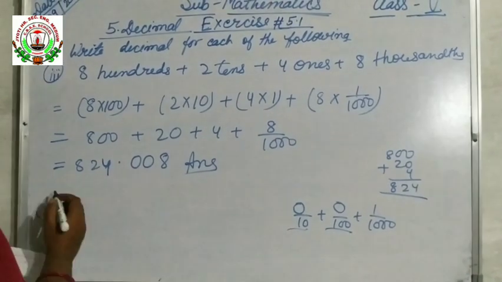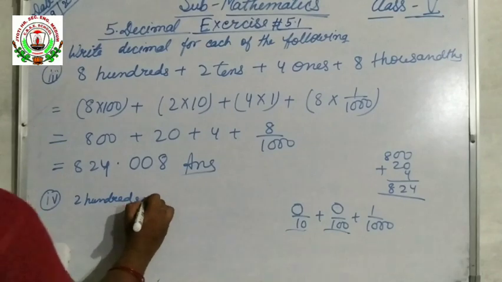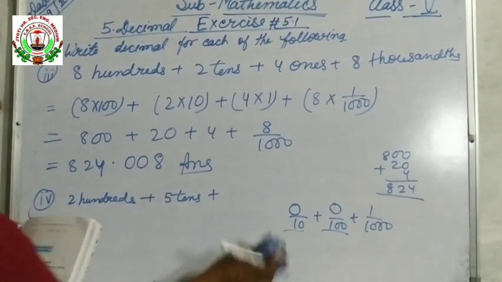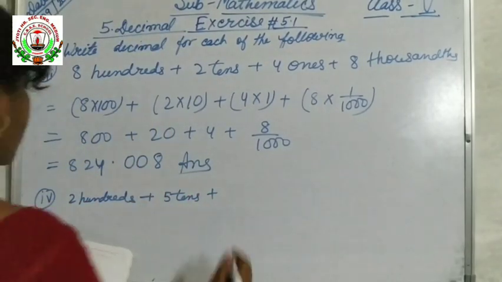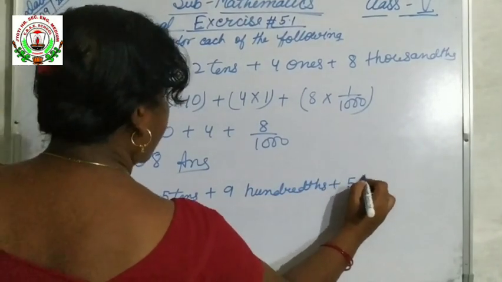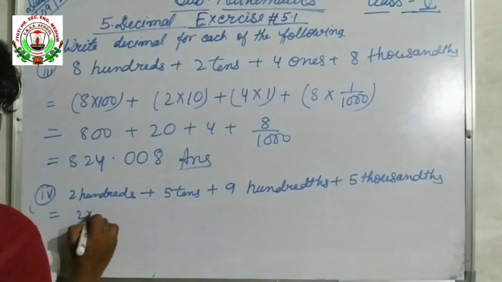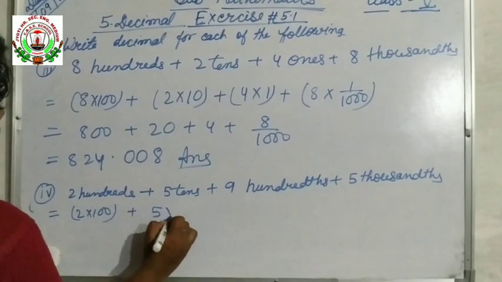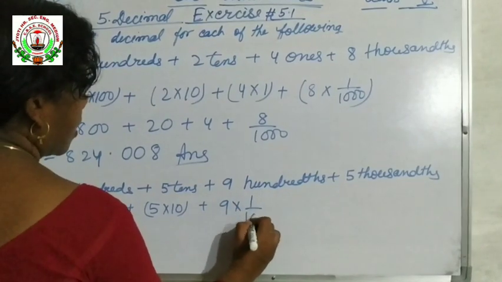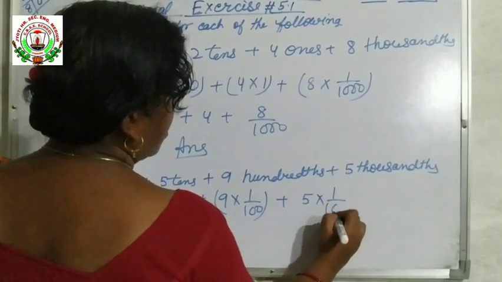Similarly, question number 4, that is 2 hundreds plus 5 tens plus 9 hundreds plus 5 thousands. Here 200 means 2 into hundreds, plus 5 into tens means 5 into 10, plus 9 into hundreds, 1 by 100. Here you will see 1 by 10 is not given. Then 5 into 1 by 1000.